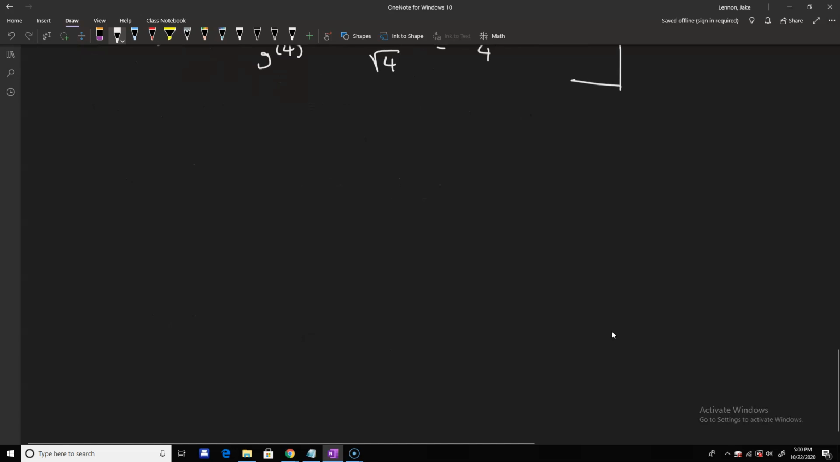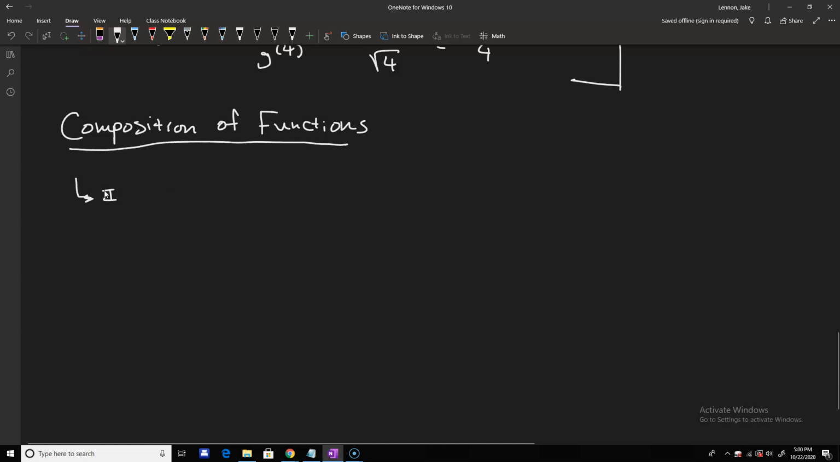So now we're ready to move on to the more interesting way of forming new functions, which is known as composition. So this is really kind of substituting one function into another. So composition of functions. So the idea is substituting functions as inputs into new functions.